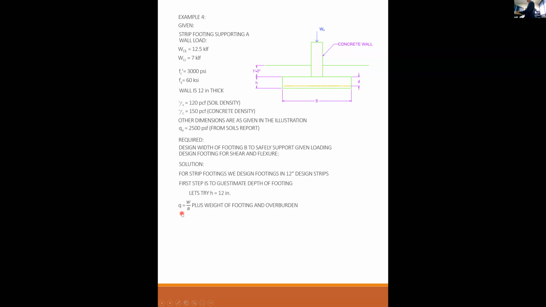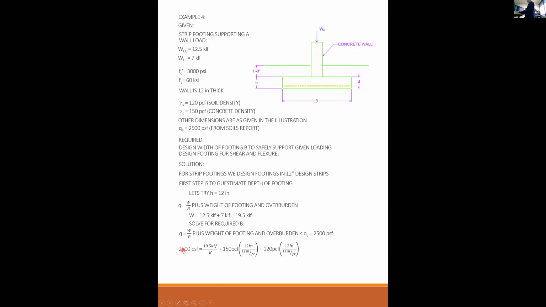So Q is equal to W over B plus the weight of the footing and the overburden. W is 12.5 plus 7, which is 19.5 kips per lineal foot. There are no load factors because we're checking against soil pressure. Solve for the required B. Q is equal to W over B plus the weight of the footing plus the overburden, which has to be less than my allowable 2,500 PSF.